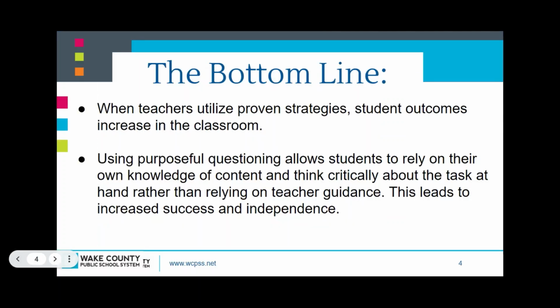When teachers utilize these proven strategies, like one of the 8 effective math teaching practices, student outcomes increase in the classroom. Notice that when asking her questions, Ms. Sargent was allowing the students to rely on their own knowledge of content and think critically about the task at hand rather than relying on teacher guidance. This leads to increased success and independence as students solve problems.